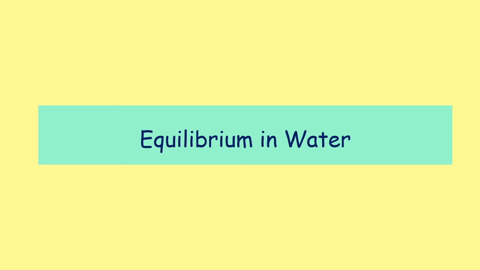So this is an Advanced Higher Chemistry lesson, and again this is part of the physical chemistry section in Unit 1, and this is the second lesson on equilibrium. We're going to start by looking at equilibrium of water and equilibrium in water. Specifically, what we will learn about today is the ionic product of water, and we'll learn a bit more about pH and introduce pOH.